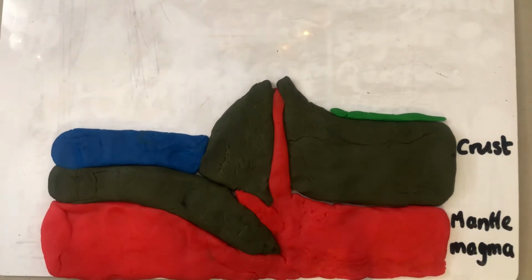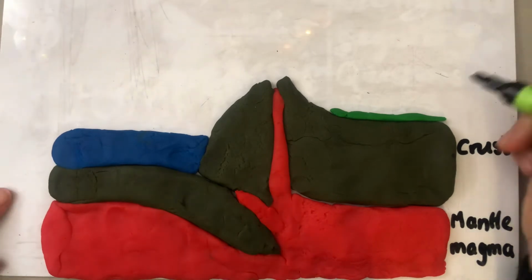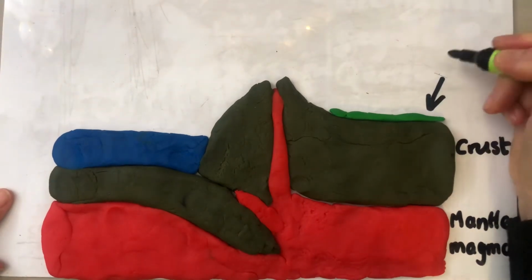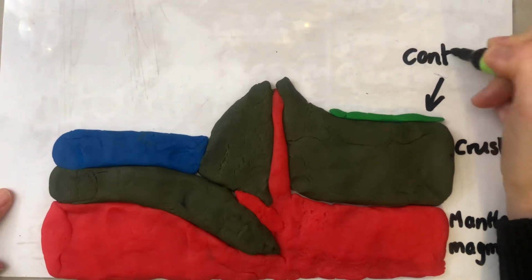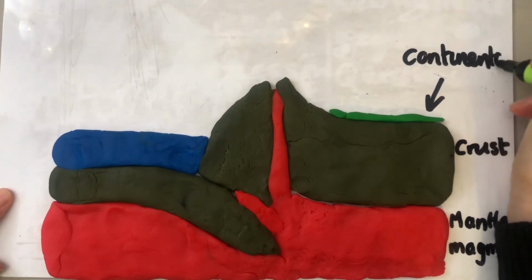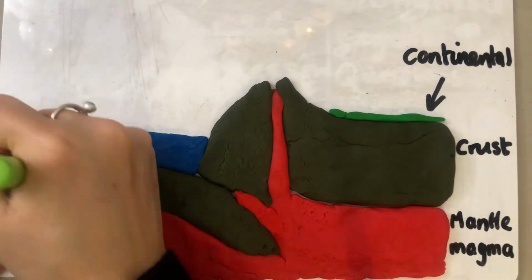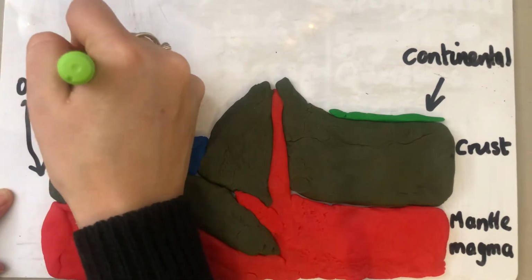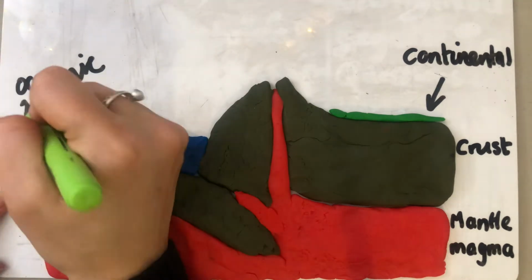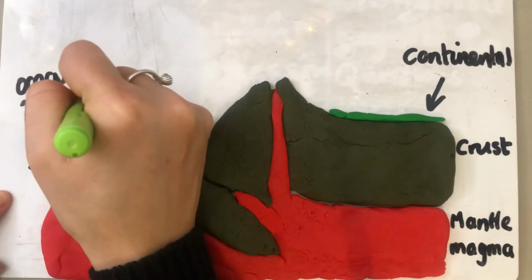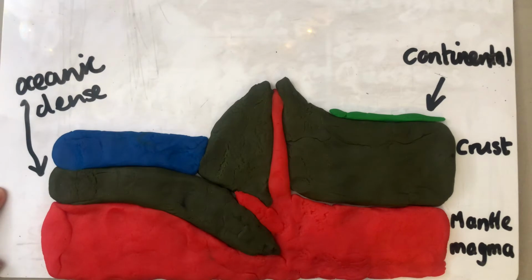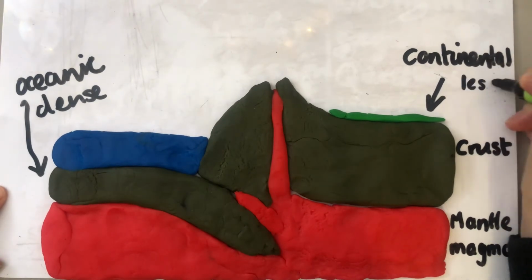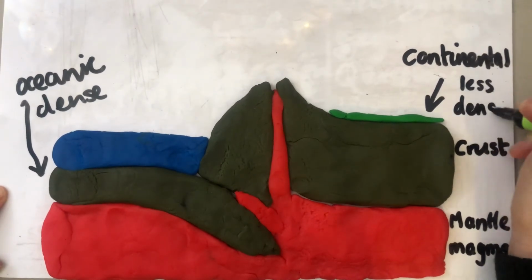Now in the previous lesson we talked about the different types of crust. We have here the continental, and here we have the oceanic. So the oceanic was the dense crust, the continental was the less dense.